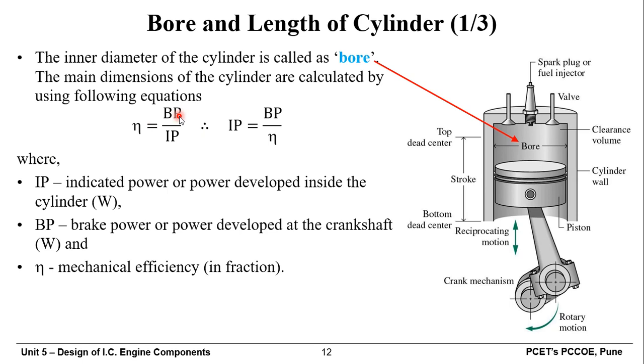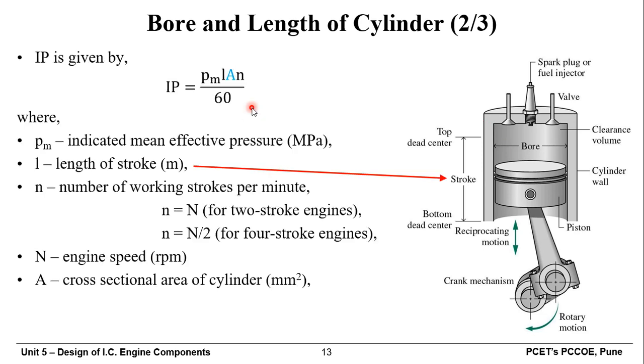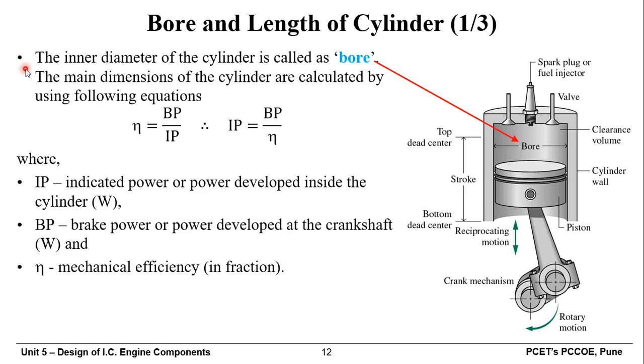So based on the given values, generally what we do, if brake power and efficiency is available, we calculate the indicated power. If other two values are known, we can estimate the remaining values. So here we will be calculating the indicated power, and here you can see the indicated power is estimated in the previous slide.